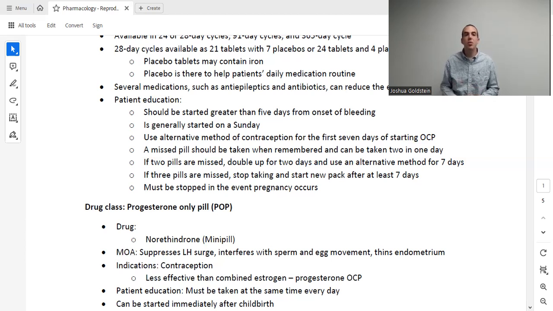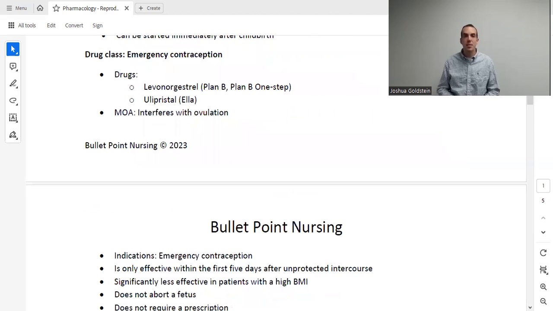I know we said that of the two ingredients, progesterone is the one more focused on contraception. However, the two together with estrogen do work better for preventing pregnancy. Progesterone-only has a little bit lower efficacy for preventing pregnancy. Patients who are taking progesterone-only do not stop during withdrawal bleeding. They continue taking their medication straight on through every single day without stopping. One big advantage to taking this medication is you can start taking it immediately after childbirth to prevent future pregnancies.